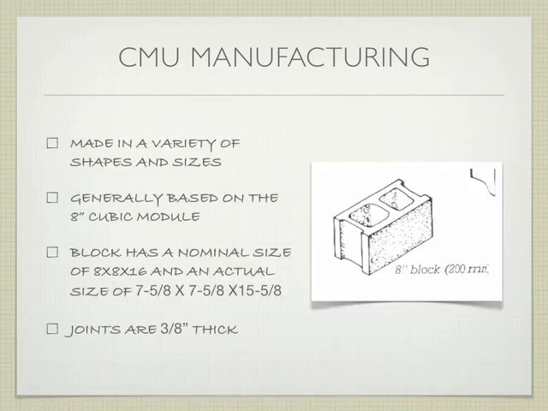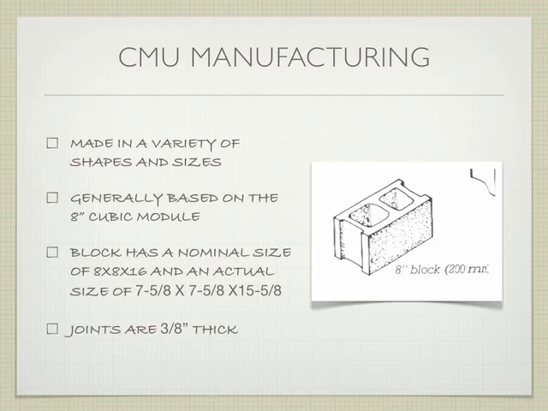They can be made in a variety of shapes and sizes. Generally, they're based on an 8-inch cubic module, loosely. If we look at this particular one, for example, or this particular one, which are slightly different, they're both roughly the same size. Notice they're basically the same height. So this is very different from brick. Likewise, if I were to put these two together, even though they're different and have some different qualities, they're basically the same size.